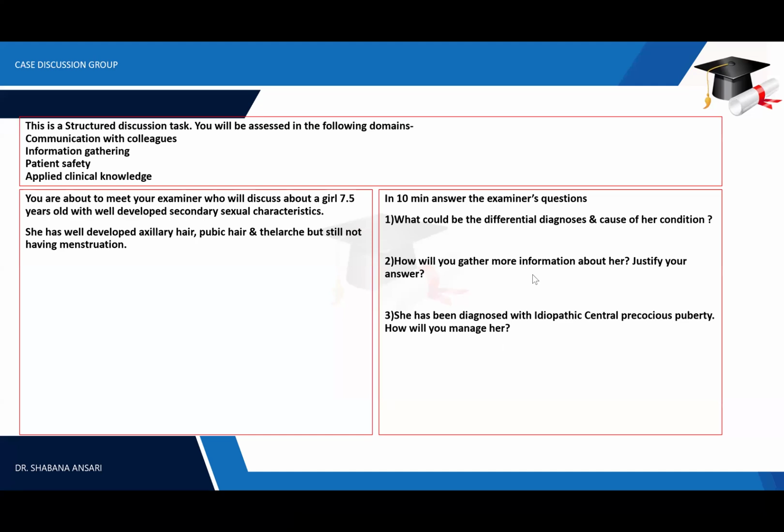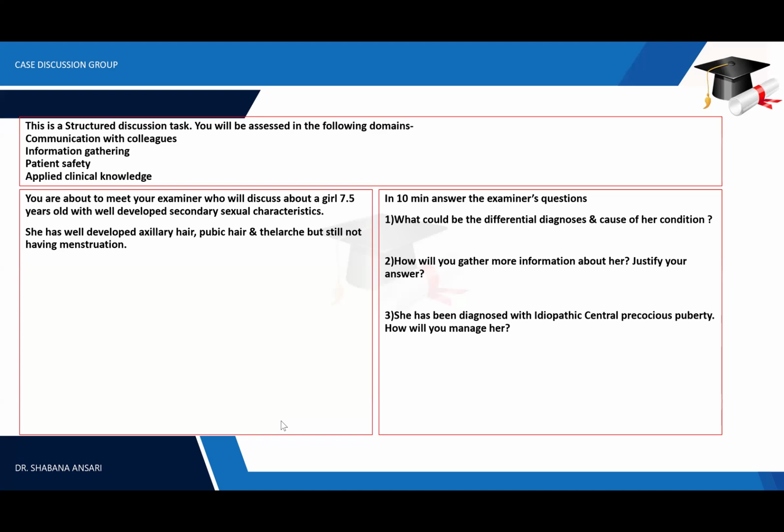Yes. Information gathering is your history, examination, investigation. Examination also includes a neurological examination if she has any headache or blurring of vision. So we can even send her for eye examination, ophthalmological examination, neurological examination, and her abdominal examination. After that, there are certain specific tests which are done to rule out the causes of this. It can be either central precocious puberty or peripheral precocious puberty.